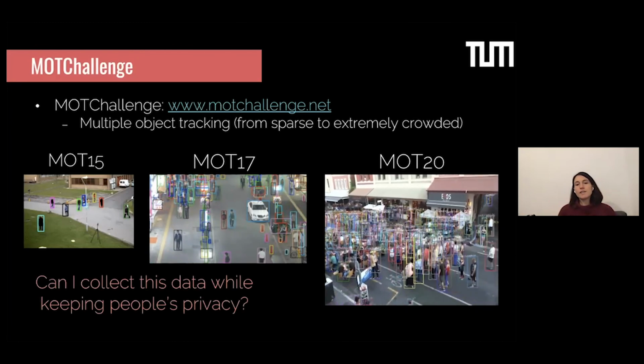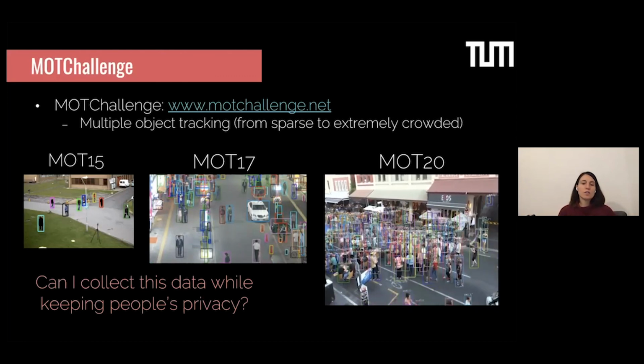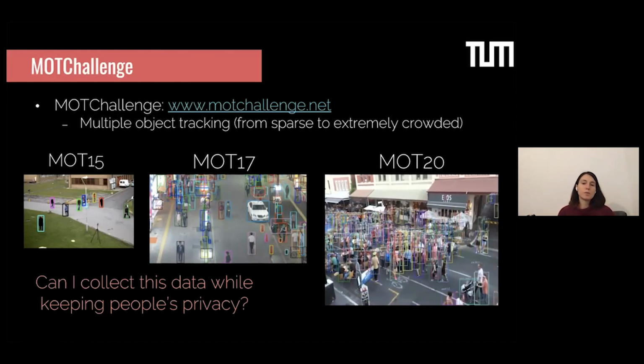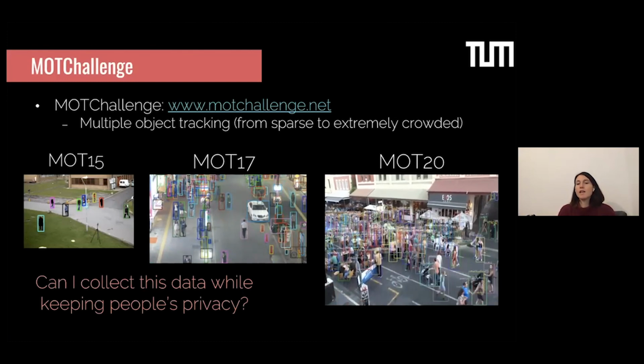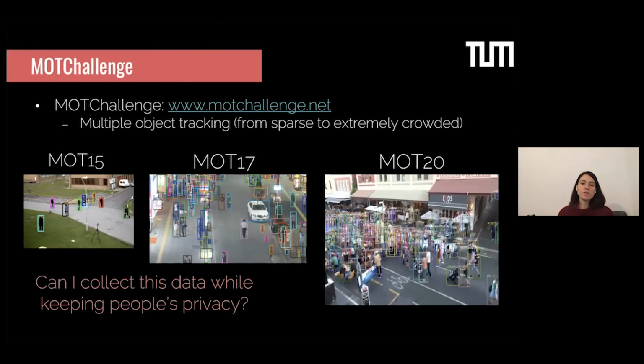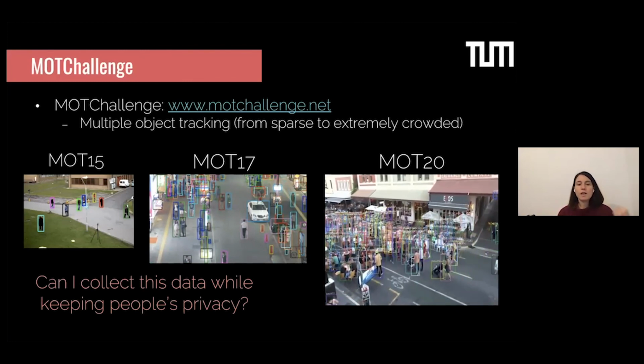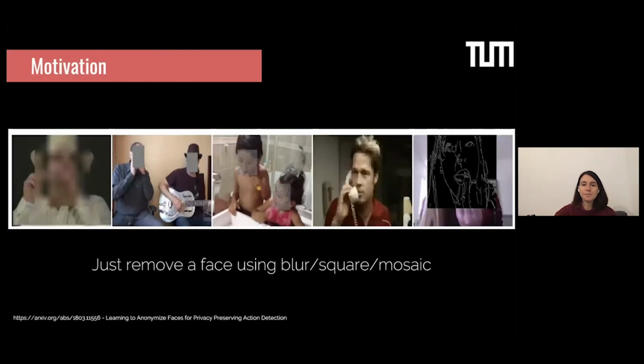But of course, collecting this data makes you ask the question of what about people's privacy, right? So what about the image of these people that we're showing here? Can I actually collect this data? Can I use this data for research purposes and still keep people's privacy? So then we started looking into how people deal with privacy classically, like, for example, just removing the face, right? You can blur the face, you can put a square on the face, or you can do any operation on the face so that the person can no longer be recognized.